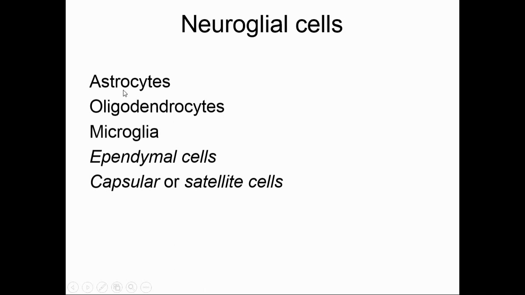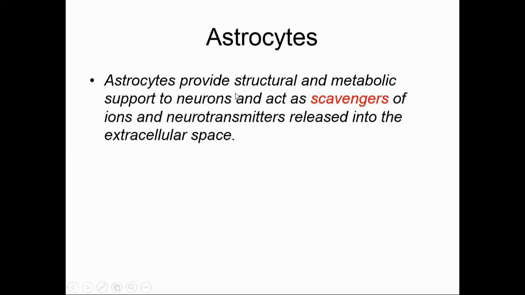So let's begin. There are neuroglial cells which are of different types: astrocytes, oligodendrocytes, microglia, ependymal cells, capsular or satellite cells. So neuroglial cells are many. They are much more than the neurons in the nervous system. Astrocytes, they are star-shaped cells. They provide a structural framework and metabolic support to the neurons, and they will take up the extra neurotransmitters whatever released in the extracellular space in nervous system. So they act as scavengers and maintaining the proper activity of the neurons.